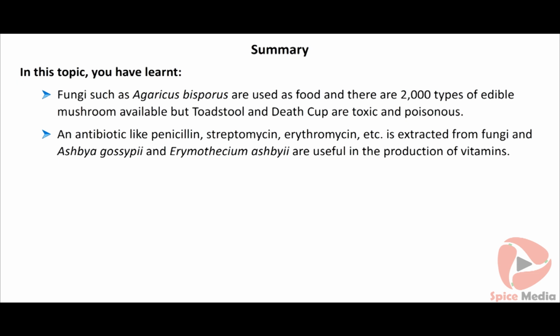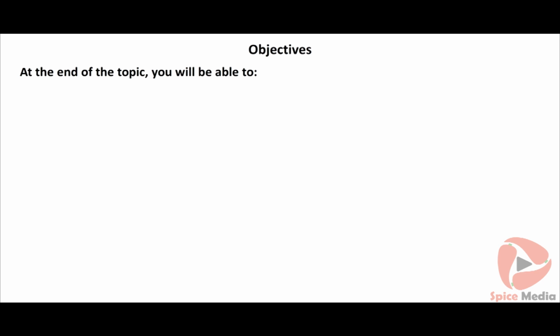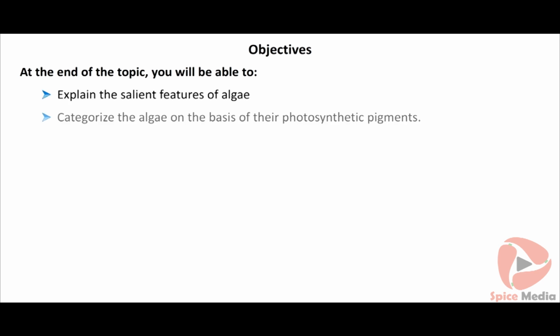Antibiotics like penicillin, streptomycin, erythromycin, etc. are extracted from fungi, and Ashbya gossypii and Eremothecium ashbyii are useful in the production of vitamins. Fungi do cause diseases to humans, animals, and plants, and some of the common diseases are mycosis in man, ergot in animals, and smut and rust in plants.